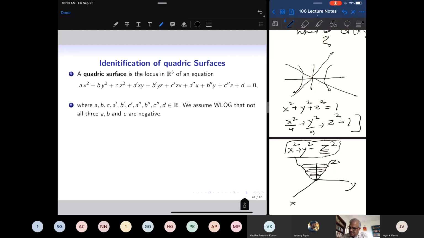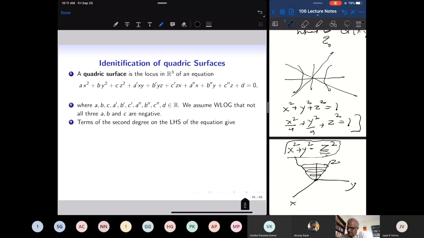Now when I have written this equation, I can assume that not all three are negative. If all three are negative, I can multiply by a minus 1 sign and get all three of them to be positive. So not all three are negative in this case. A and B could be positive, C can be negative, or A is positive, B and C are negative. Such possibilities are allowed, but at least one of them is positive. We can always do that.